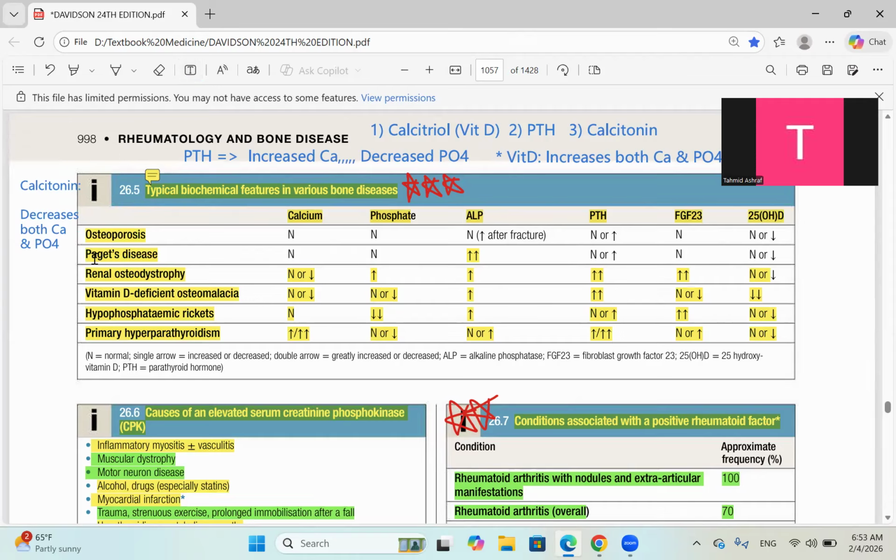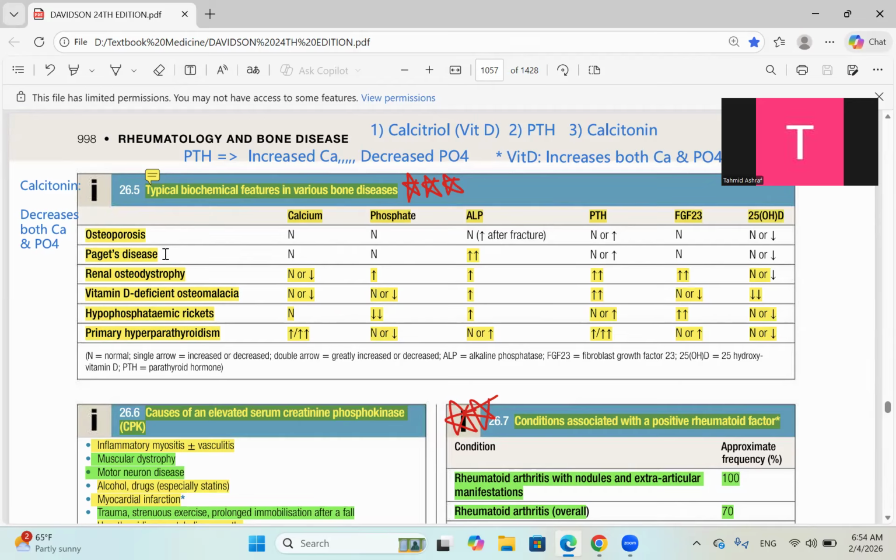Now let's come back to the box. So this box says typical biochemical features in various bone diseases. So we will not study the biochemical features and diseases according to this serial. We will start with osteoporosis, but we will not maintain this serial. For better memorization and better understanding, we will have to follow a different sequence of these diseases.